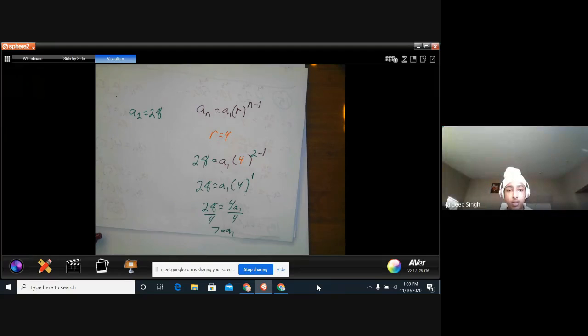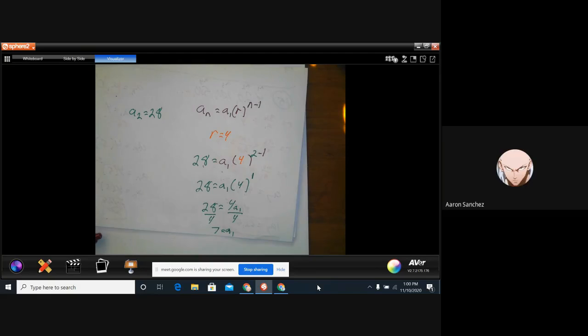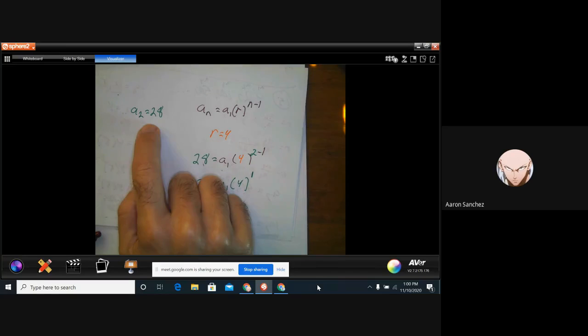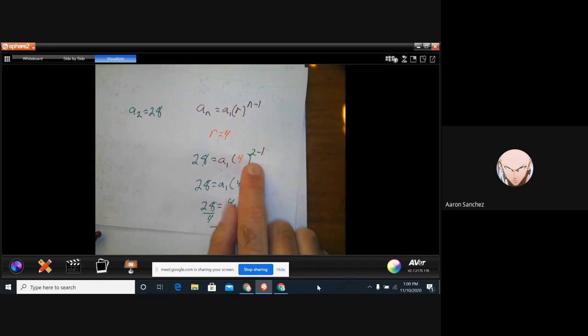Wait, Mr. Sanchez, couldn't you have just done 28 divided by r? Only if that works because you're using the a to the 2. So I guess technically you could do that because that eliminates this. This becomes 1, right? 2 minus 1 is 1. Let me think about that. But if I didn't have a to the 2, you wouldn't be able to do that.